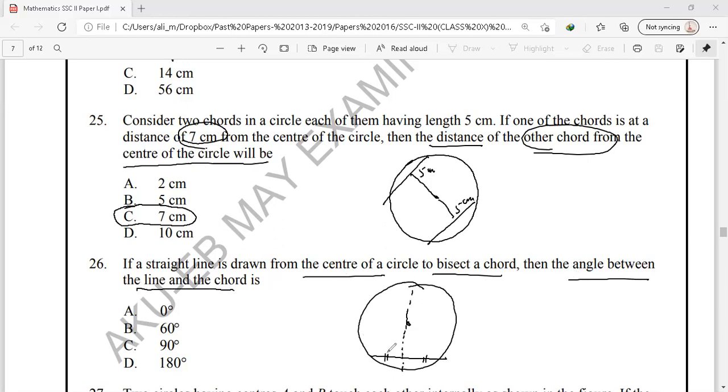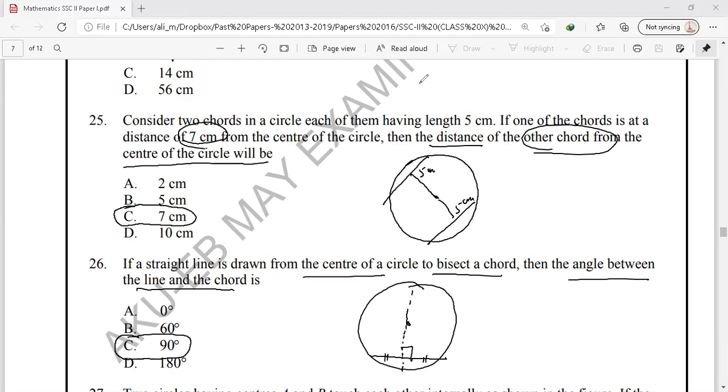We have studied in our theorem that whenever a line passes through the center and bisects the chord, it will always be perpendicular to the chord. So the angle between that line and the chord would always be 90 degrees.